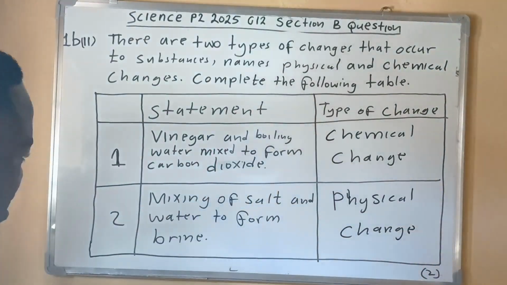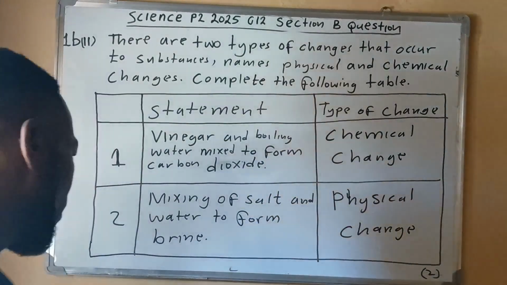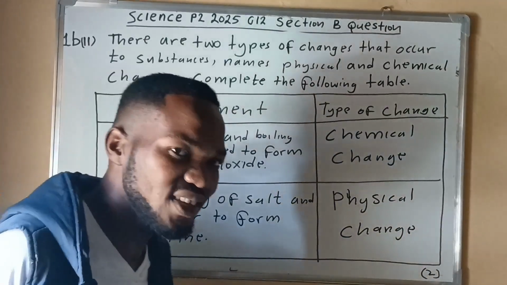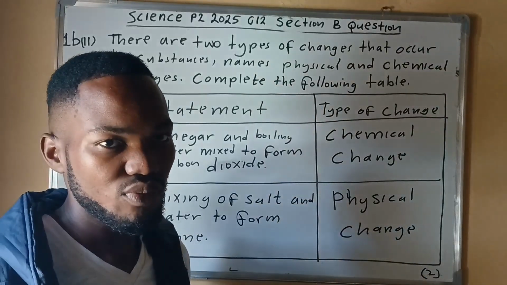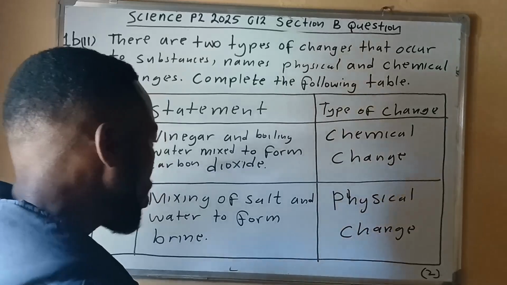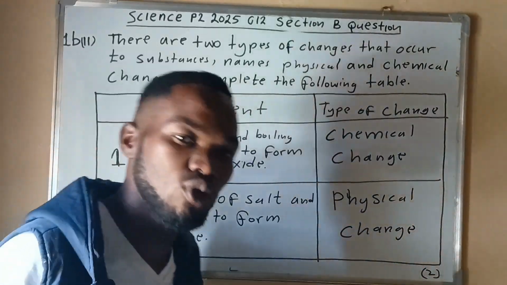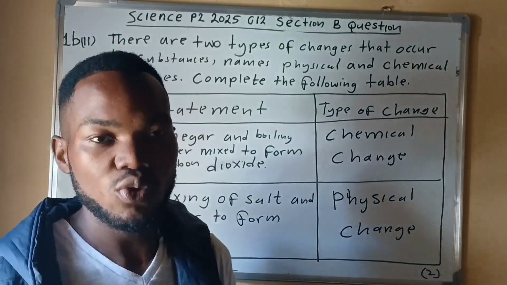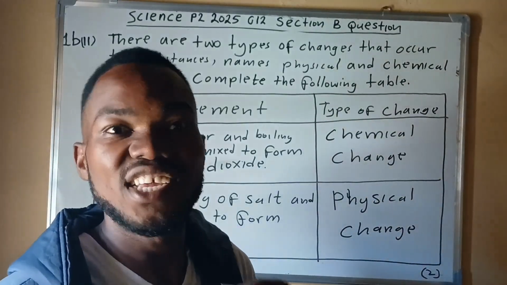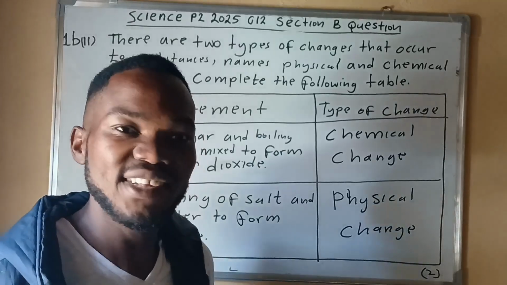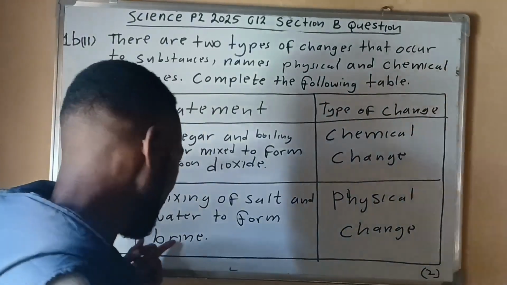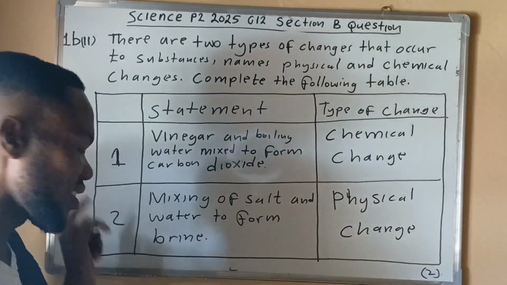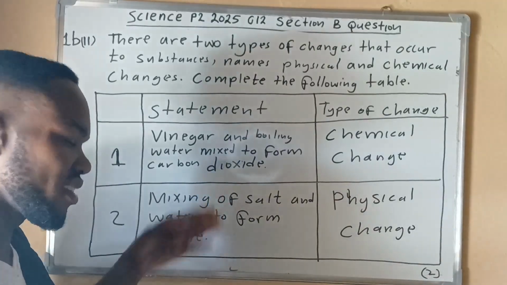So it was saying mixing of salt and water to form brine. What you need to understand is that brine is salty water. That means no new substance has been formed. When you mix water and salt, there won't be any new substance formed. It will be just salty water. They never wanted to just say salt water, but brine is salty water.